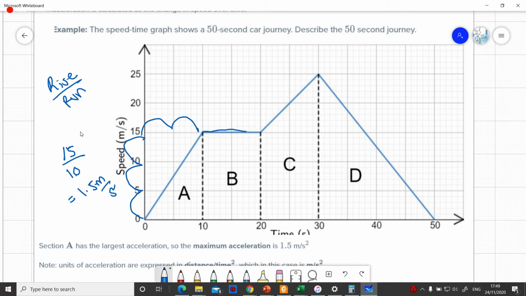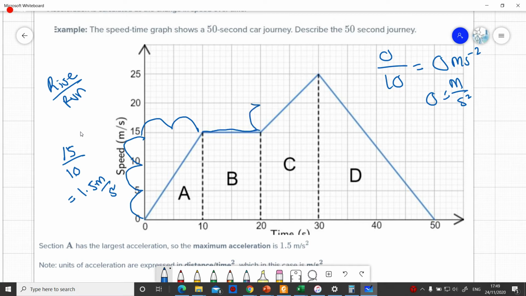Here we have a flat patch, so basically we're not rising. We have 0 divided by 10, which equals 0 meters per second squared. You can write meters per second squared as m s to the minus 2, or as m over s squared, whatever you feel is right. Here it is 0 because it's flat, which makes sense.